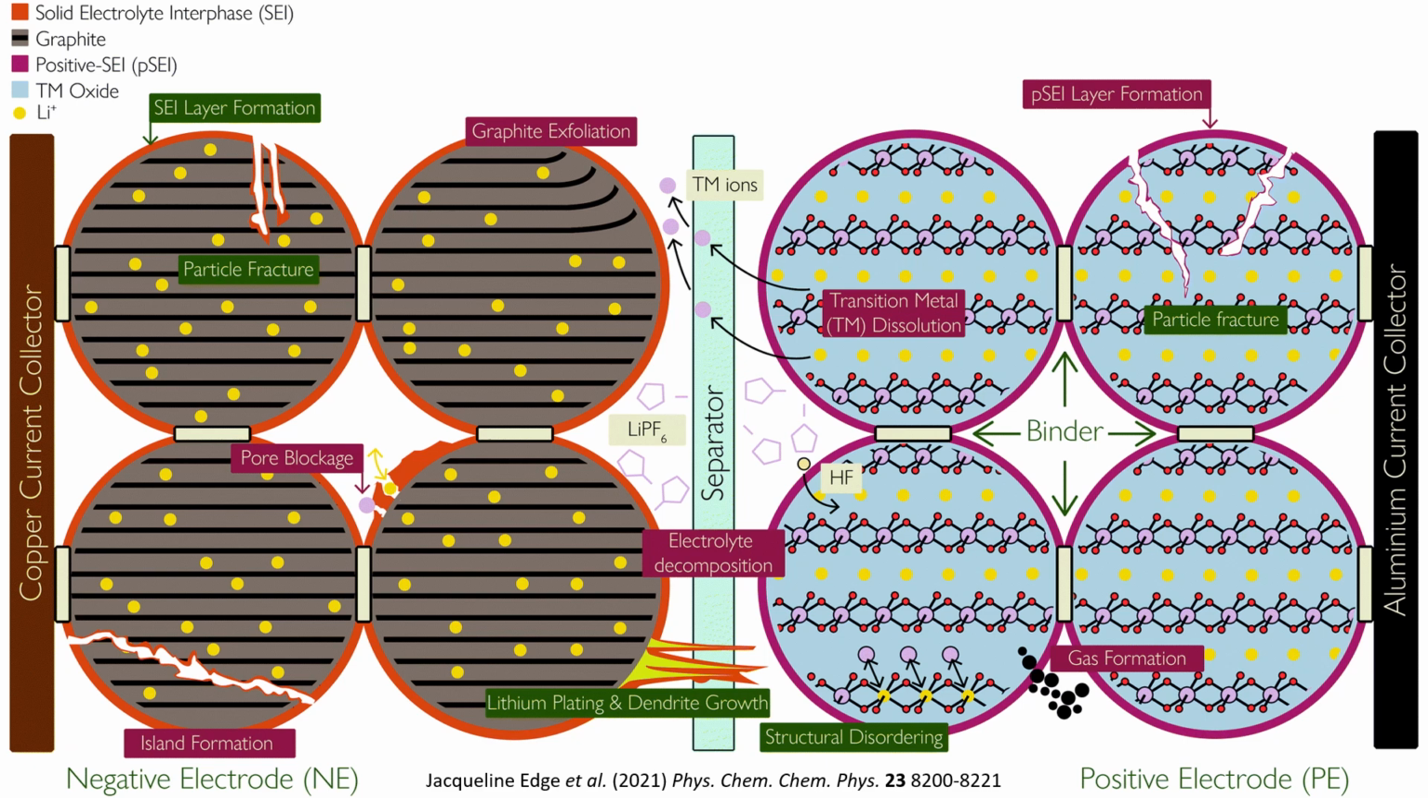In green are the primary degradation mechanisms that can occur inside a lithium-ion battery. On the graphite-based negative electrode, you have SEI formation and lithium plating. On the metal oxide-based positive electrode, you have transition metal dissolution and structural disordering. And in both you get mechanical fracture. All of these trigger secondary mechanisms, which are shown in red, and all of those can affect the performance of the battery.